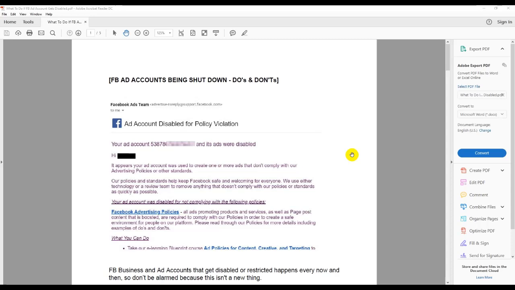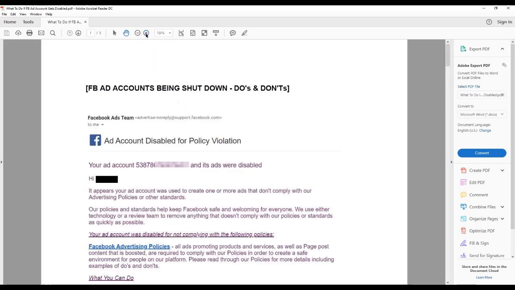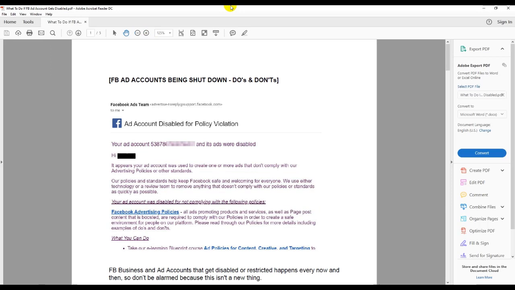And when it does, don't freak out. You might get an email like this: ad account disabled for policy violation. I'm showing this to you in the form of a screenshot because I don't have an actual account that I can show you right now, because either they've already been appealed successfully or they're already in the graveyard somewhere. Anyways, I want to prepare you on how to get your account back should this happen to you.